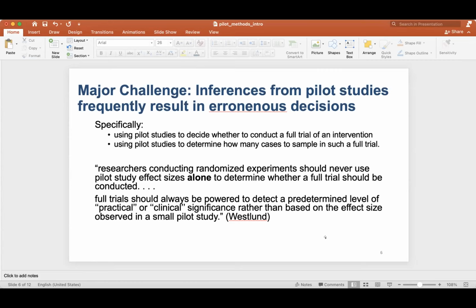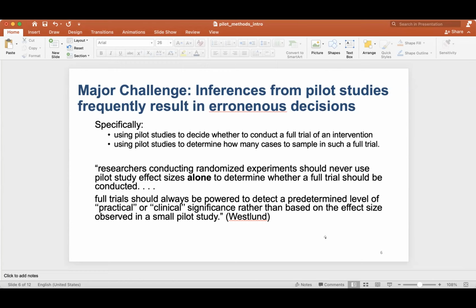And before I pass the mic to the statistical experts, I wanted to give this quote that Chihong showed me in a paper that he said he strongly agreed with by Westland. And I have all the citations at the end of the presentation. The philosophy is researchers conducting randomized experiments should never use pilot study effect sizes alone to determine whether a full trial should be conducted. Full trials should always be powered to detect a predetermined level of practical or clinical significance rather than based on the effect size observed in a small pilot study.